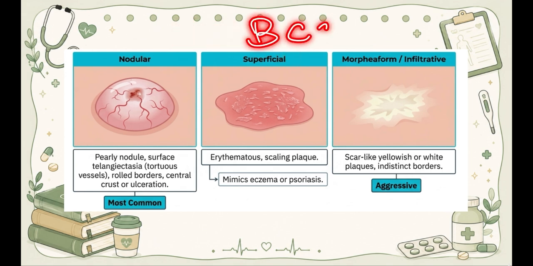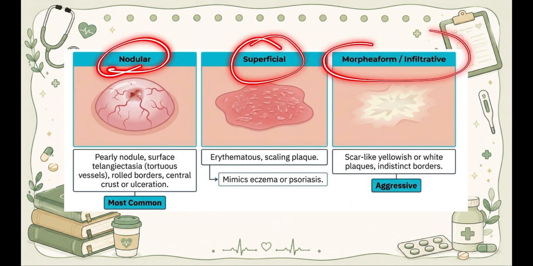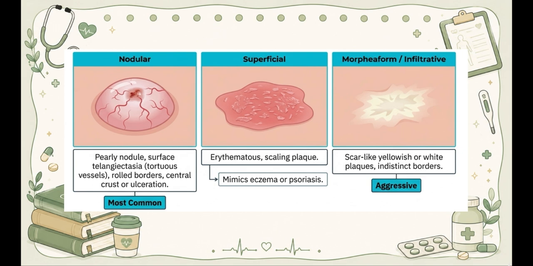The outward look of BCC varies significantly based on its specific histologic subtype. It primarily presents in 3 different forms, or morphologies. These are nodular, superficial, and morpheaform. Each one looks very different to the naked eye. Let's break those down. The nodular subtype is the most common. It usually presents as a shiny, pearly nodule. It has rolled borders, and you can often see tiny twisted blood vessels on the surface. These are called telangiectasia.